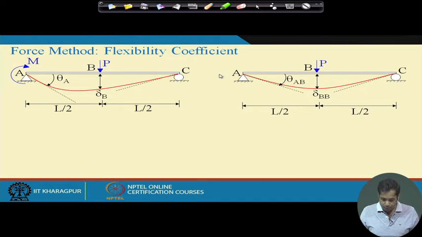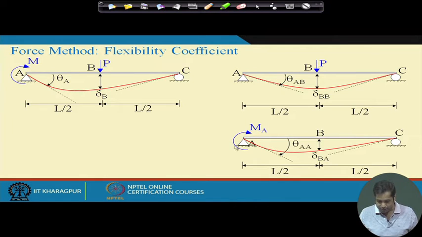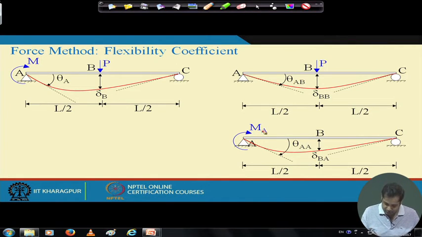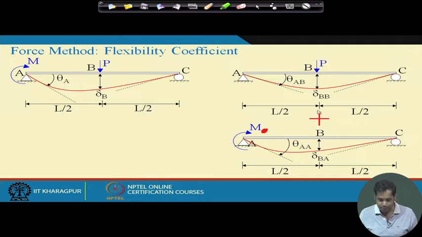Okay. Now, we know that using the principle of superposition, this problem can be divided into two parts. One is you remove the M, a simply supported beam subjected to P, and a simply supported beam subjected to M at A. Okay. Now, this is M. So this is M. Okay. Now, so then this plus this should be equal to this. That is the principle of superposition, right?